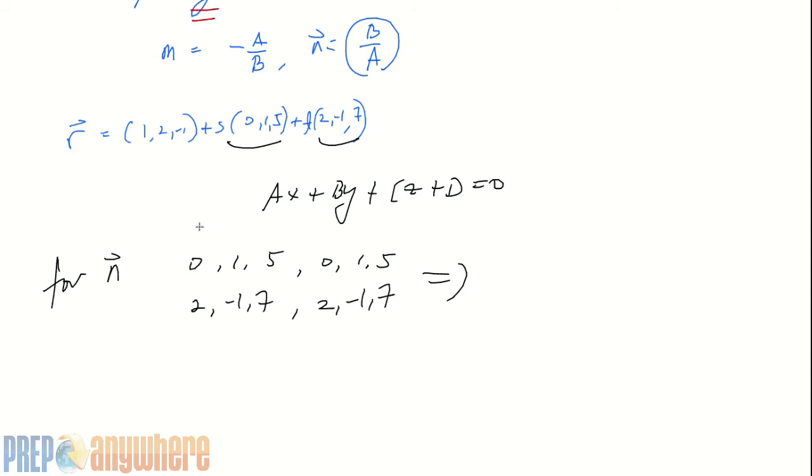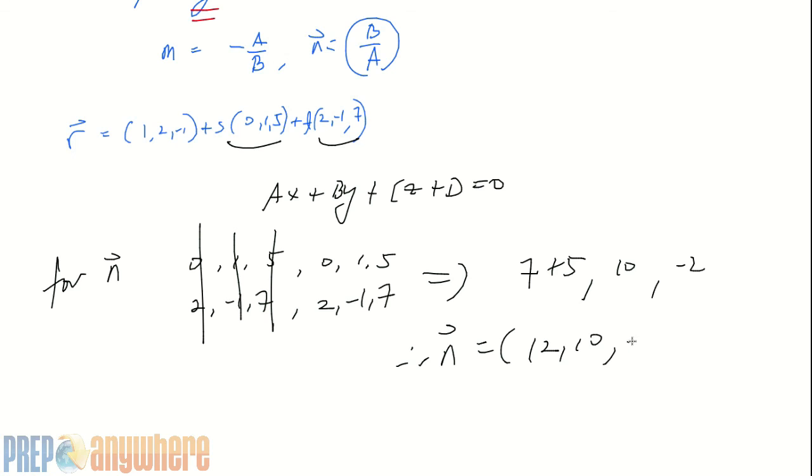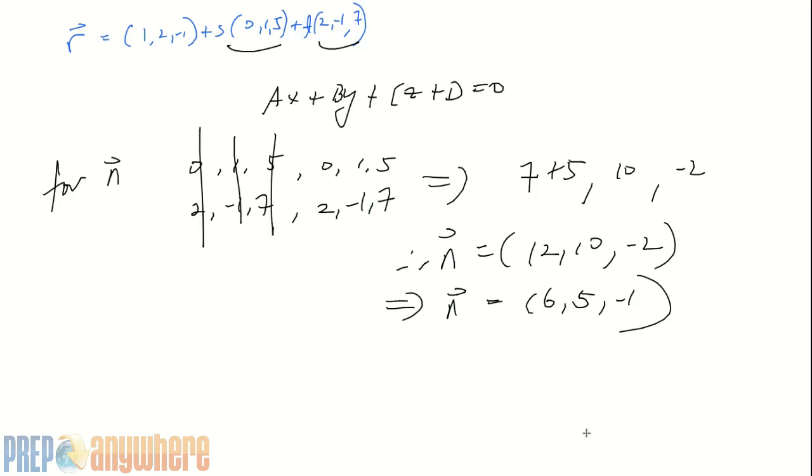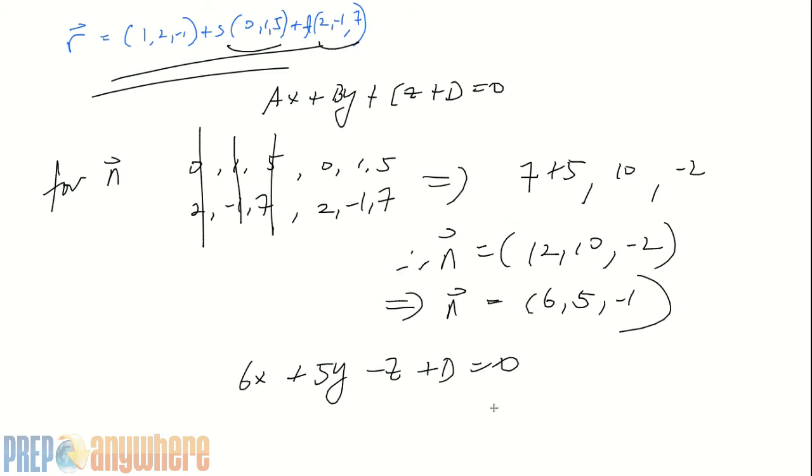Alright, so let's do this. You cross this one out, you get 7 plus 5. Cross that one out, 10. Cross that one out, and you get minus 2. Therefore, the normal vector is (12, 10, -2). And we can also just use (6, 5, -1). That's a normal vector. So the scalar equation of the plane starts like this: 6x + 5y - z + d = 0. Now, do you guys follow up to there?